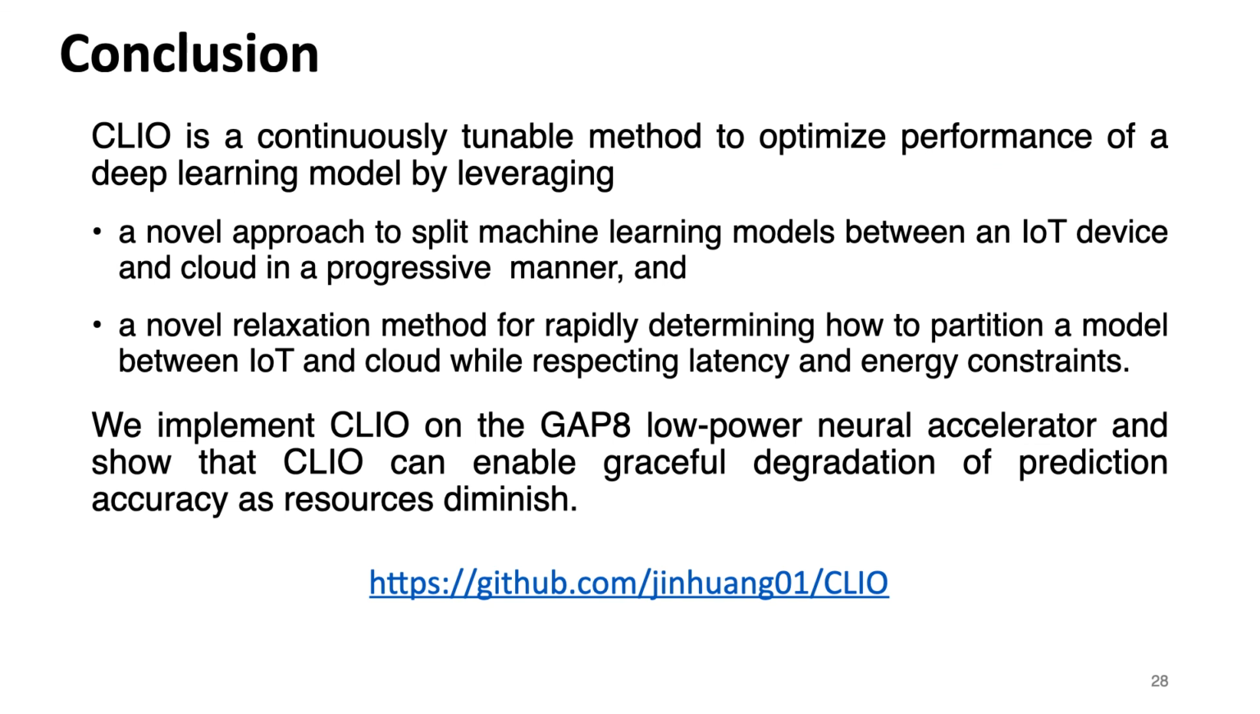In summary, CLIO is an automatic compilation method for low-power IoT devices that progressively partitions a deep learning model between IoT and cloud to optimize latency and energy while also being resilient to bandwidth dynamics. CLIO is a departure from prior work as CLIO operates in a progressive manner and simultaneously reasons about model compression and data compression. We have a complete implementation of CLIO on the GAP8 low-power neural accelerators and have also made the code available.